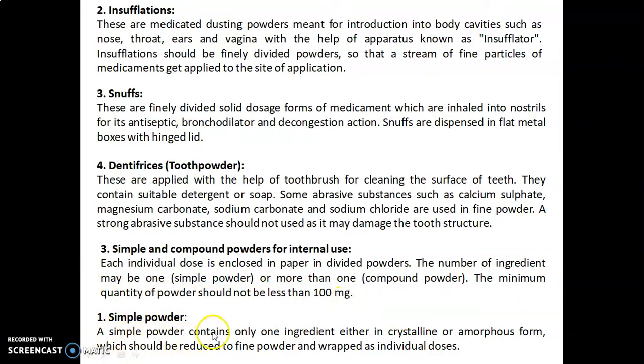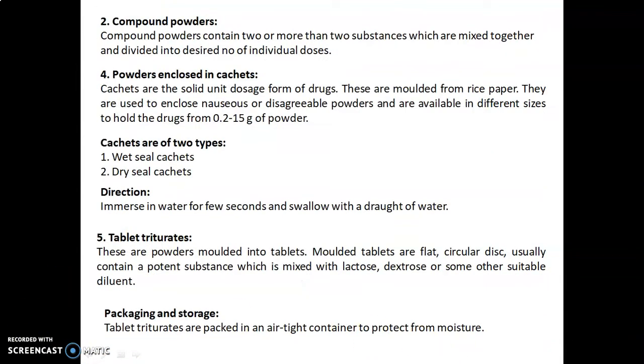A simple powder contains only one ingredient either in a crystalline or amorphous form, which should be reduced to fine powder and wrapped as individual doses. Compound powders contain two or more substances which are mixed together and divided into the desired number of individual doses. Fourth one, that is powders enclosed in cachets.